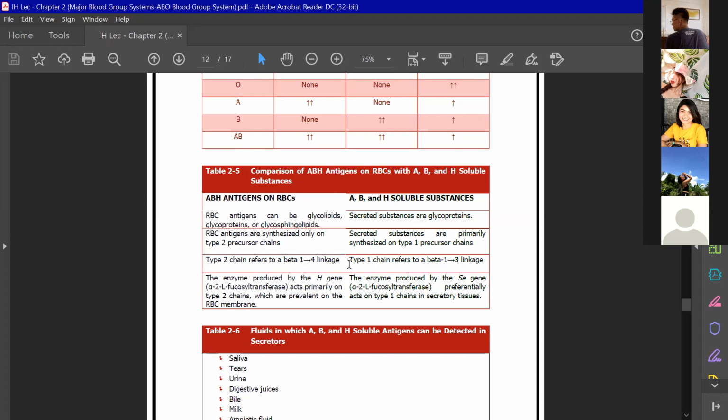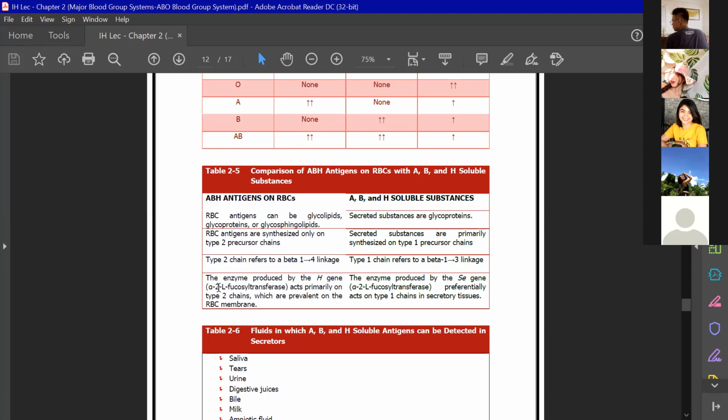galactosamine. And in here, in contrast to that, under your soluble antigens, we have a type 1 chain, meaning this refers now to the beta 1,3 linkage. The number 1 carbon of your D-galactose is being linked or attached to the number 3 carbon of your N-acetyl galactosamine. Okay?